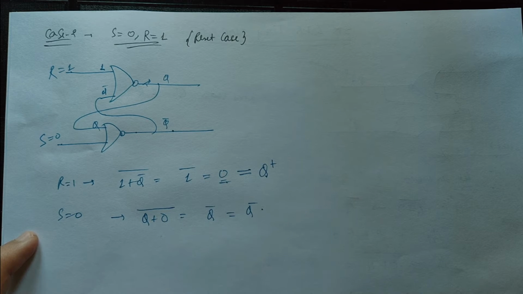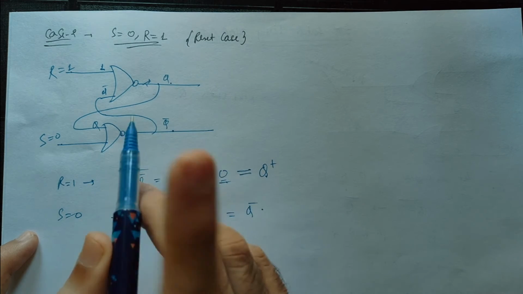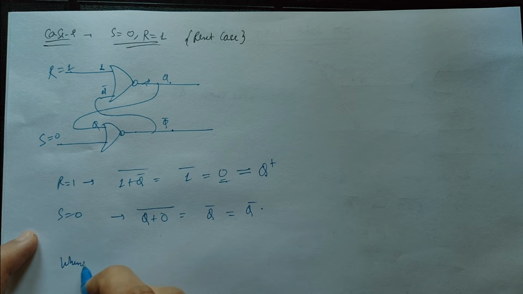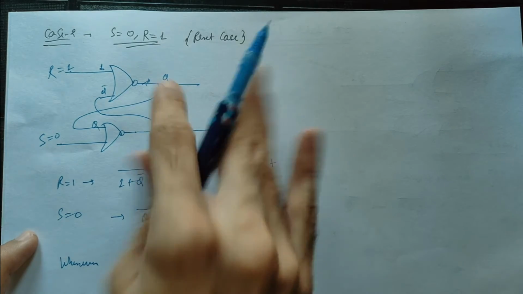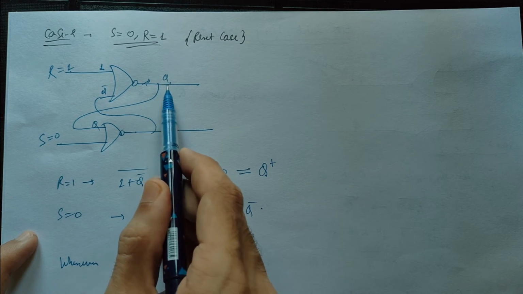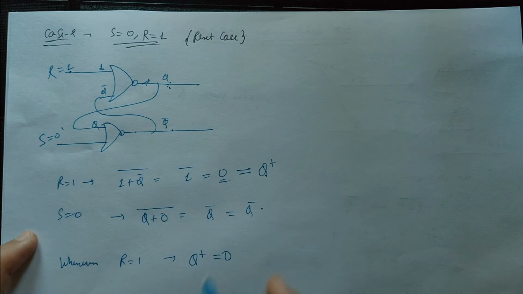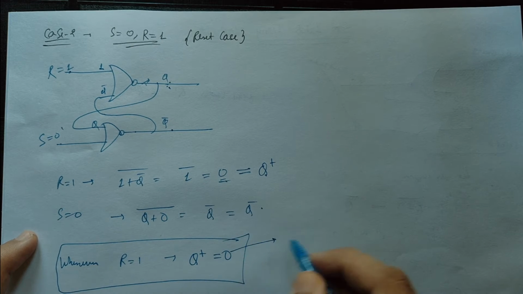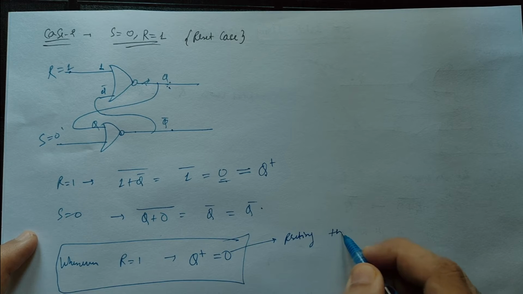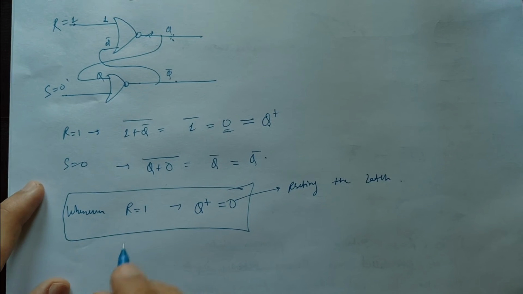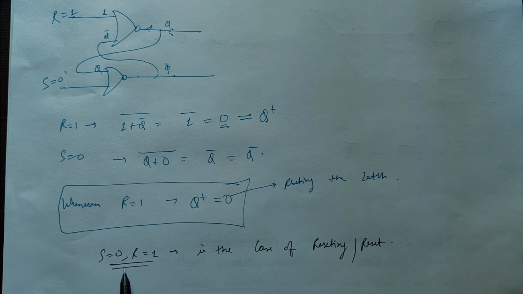So what we are observing is that our output is Q, next state is Q. Whenever R equals 1, Q plus becomes 0. We don't care if earlier it was 0 or 1, but when R is 1 and S is 0, Q plus becomes 0. 0 means we are resetting the latch. So what we can conclude here is that the case S equals 0 and R equals 1 in a NOR latch is the case of resetting, or reset.